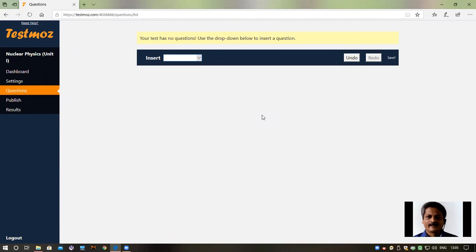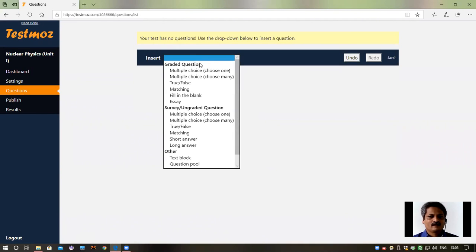Completed. Now ready to set questions. Click on insert. There are 6 types of graded questions: multiple choice, choose one; multiple choice, choose many; true or false; matching; fill in the blanks; and essay. Similarly, for ungraded questions, there are 6 types.